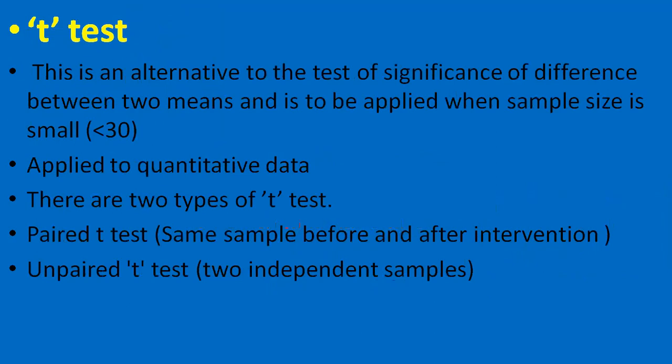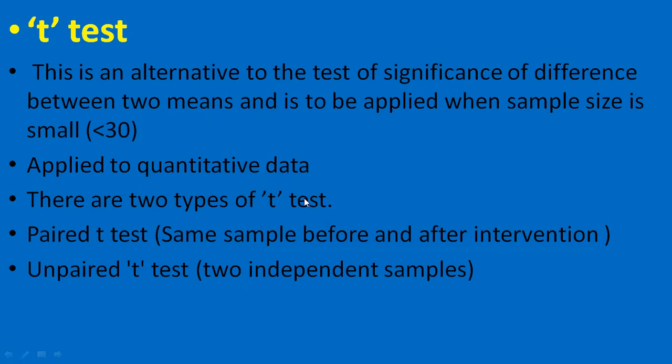So coming to the t-test, it is the alternative to the test of significance of difference between two means. We have seen the test of significance for difference between two means, and this is an alternative to that. But the t-test is commonly used. The test of significance for difference between two means is not commonly used, and it is applied to quantitative data. And there are two types of t-test.